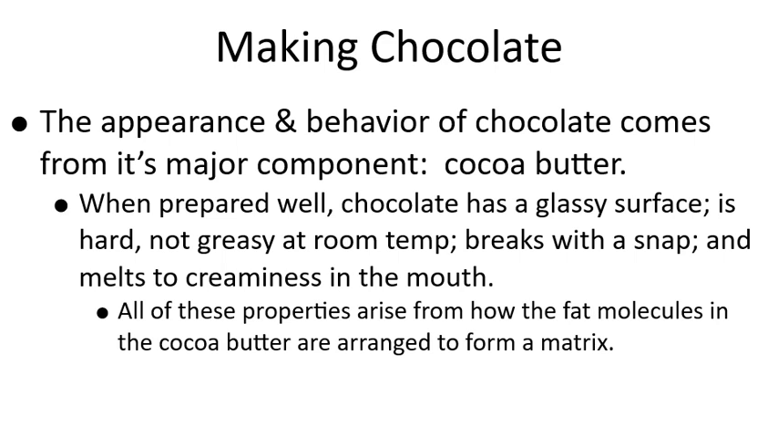But if we don't prepare it well, the surface can be dull and full of grease spots. It won't be a hard, solid chunk of chocolate, but rather an almost melted mess, even at room temperature. And if we try to bend it, it won't give the satisfying snap, but rather just bend and not hold its shape. Which set of properties we get depends on how the fat molecules in the cocoa butter are arranged to form a matrix. That is, what the structure looks like on a molecular scale.